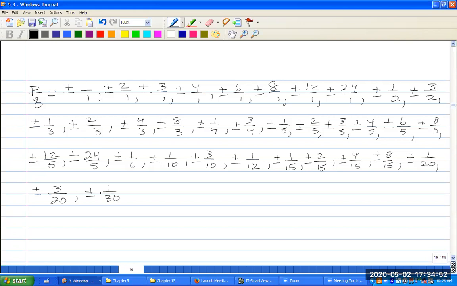1 over 30. 2, 3, 4, 6, 8, 12, and 24 have factors with 30. Then 1 over 60. 2, 3, 4, 6, 8, 12, and 24 have factors in common with 60. So that's just 1 over 60. And then that's it. Okay, so this is big.